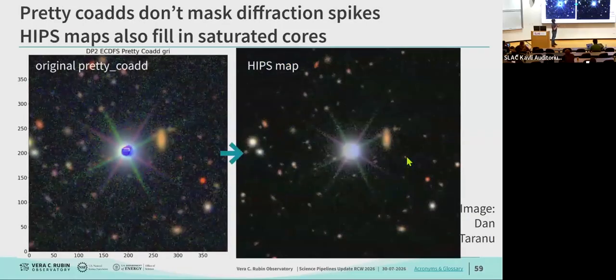The pretty coads, HIPS maps, will include versions that do not include the spike mask. And so that is one place that you can go to in order to try to recover what the source would look like without this masking.